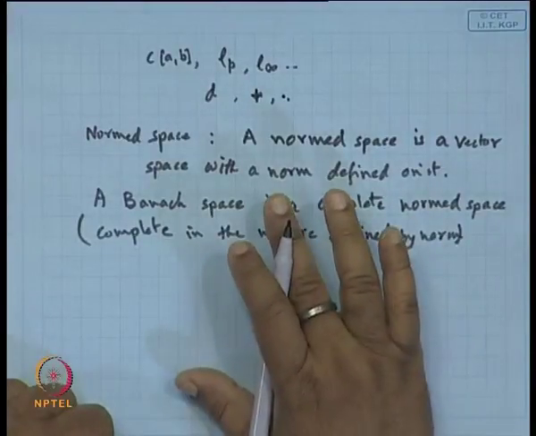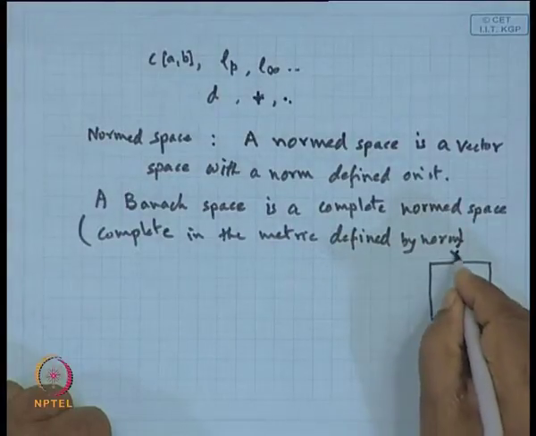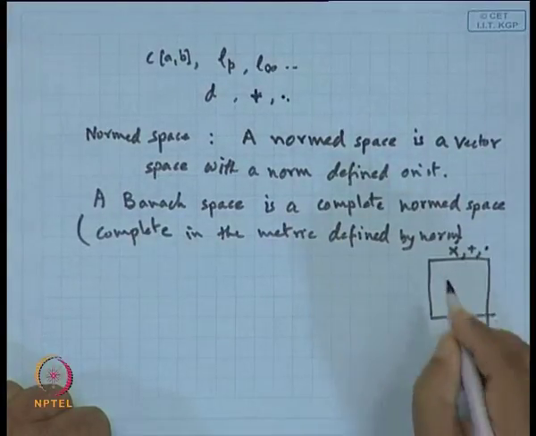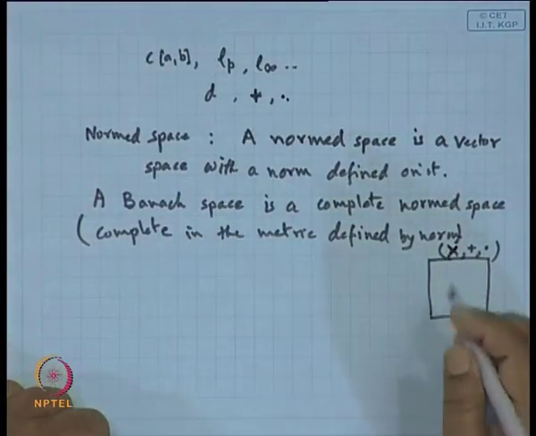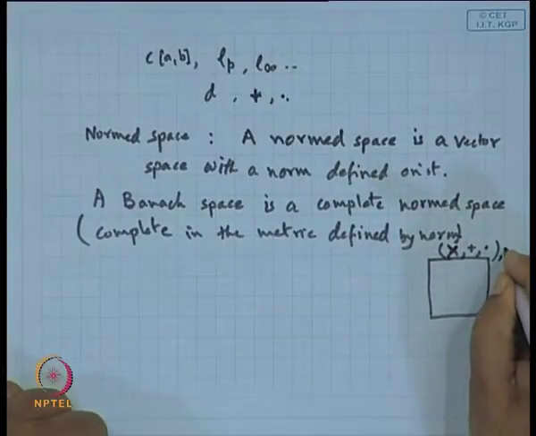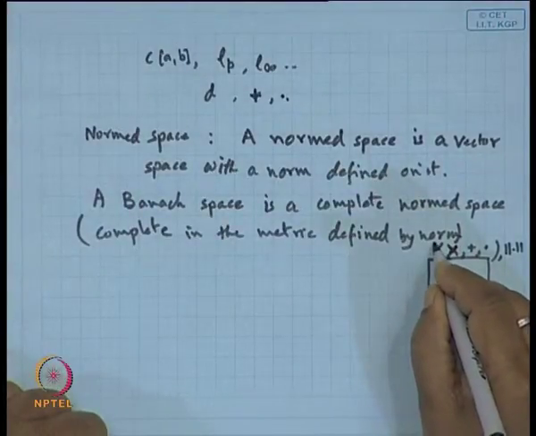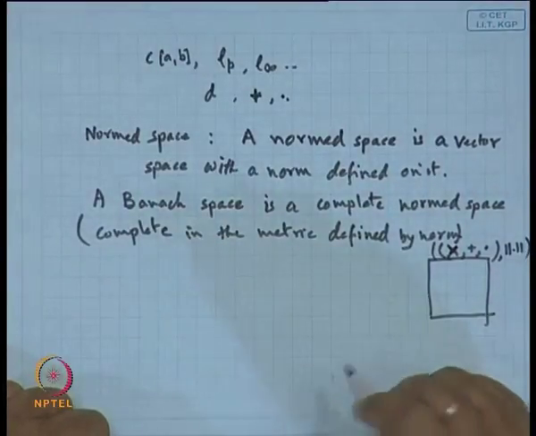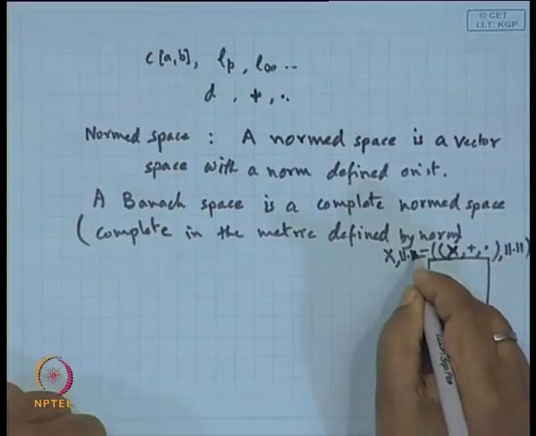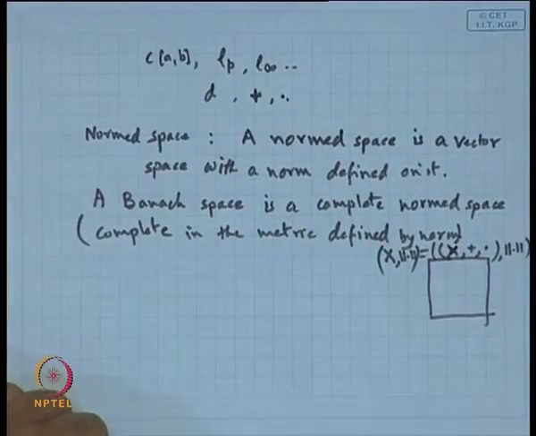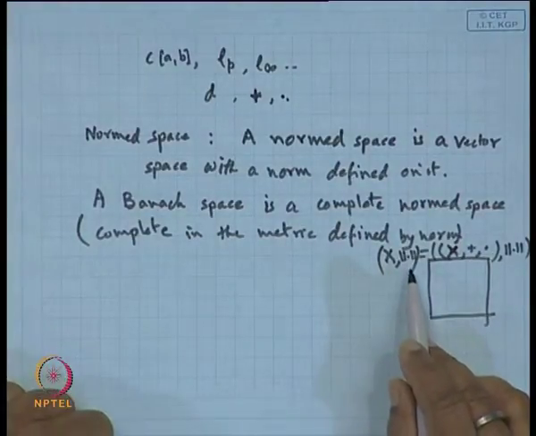So, what is a normed space? It is a vector space X with the operations plus and dot, vector addition and scalar multiplication, and a norm is introduced on it. This complete structure we call a normed space, and in short we denote it this way. We understand X with the operations plus and dot, and the norm is a norm defined on it.